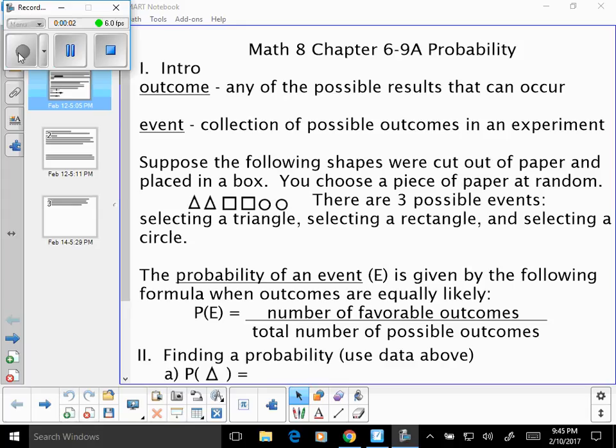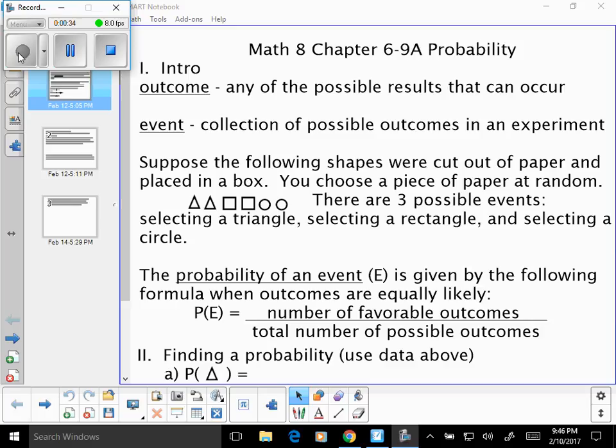Our next lesson is Chapter 6-9a on probability. In probability, we often talk about outcomes. An outcome is any of the possible results that can occur. Let's say, for example, that you are rolling a 6-sided die. A result could be to get a 1, or a 2, or a 3, or a 4, or a 5, or a 6. Now the event would be the collection of possible outcomes in an experiment.